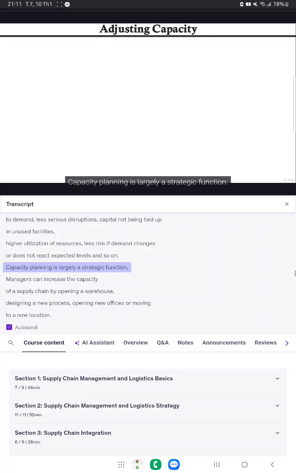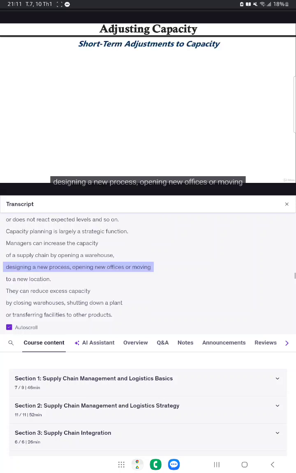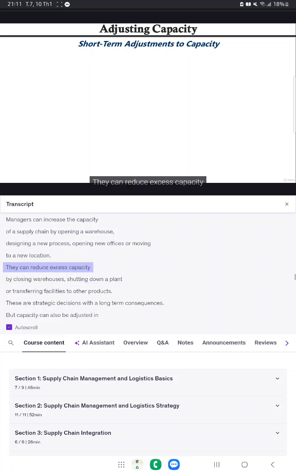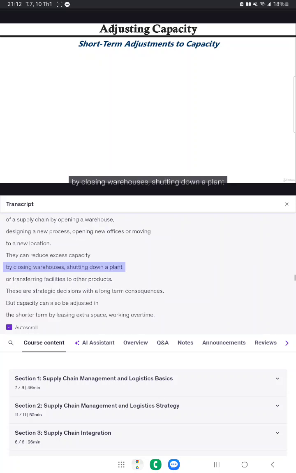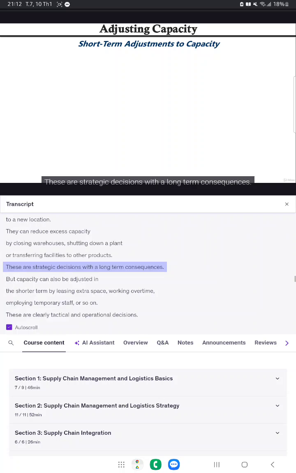Capacity planning is largely a strategic function. Managers can increase the capacity of a supply chain by opening a warehouse, designing a new process, opening new offices, or moving to a new location. They can reduce excess capacity by closing warehouses, shutting down a plant, or transferring facilities to other products. These are strategic decisions with long-term consequences.